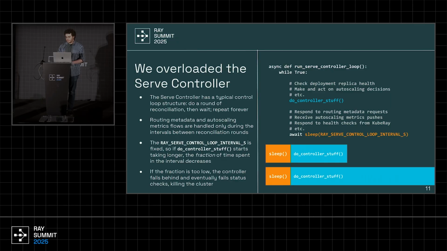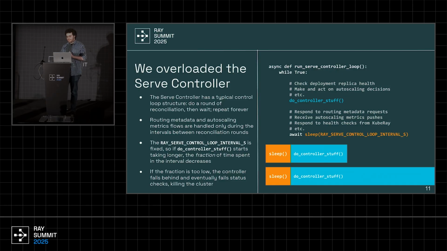And then there's phase 2. In phase 2, we stop doing controller stuff and we sleep. The Serve controller literally is an async Ray actor. It is implemented that way. So while this background task is running, this sleep is the only time that actor can respond to incoming requests. Those requests are all the things we just talked about: the routing metadata requests, the autoscaling metrics being pushed to it, and, very importantly, health checks from KubeRay. If KubeRay doesn't receive a positive health check from the Serve controller when it asks, it is eventually going to decide that the cluster is unhealthy.